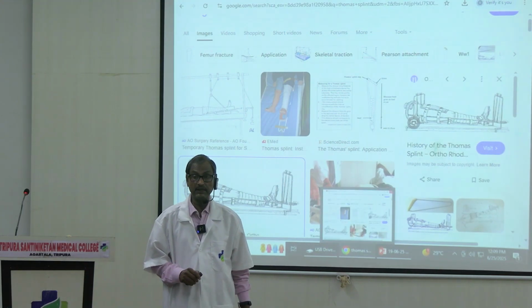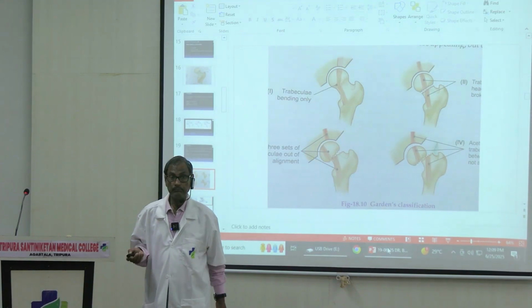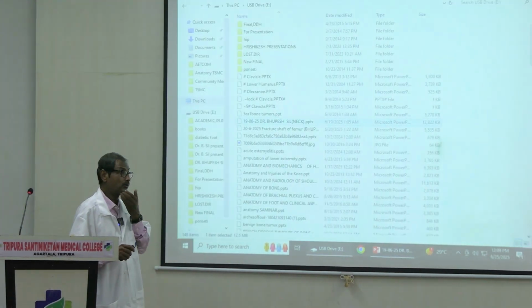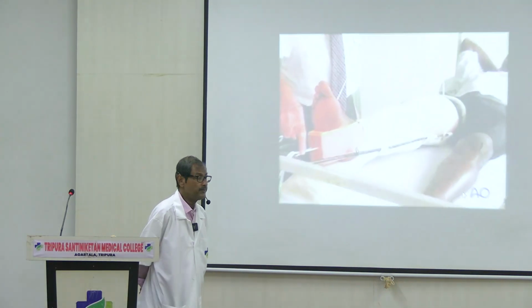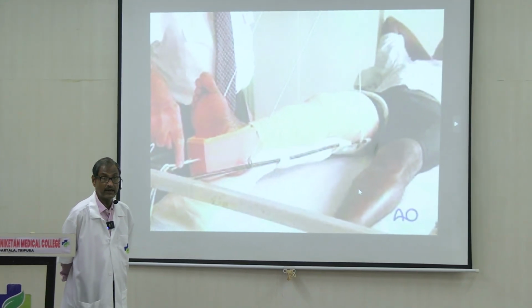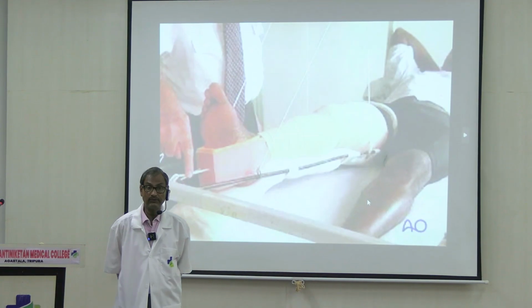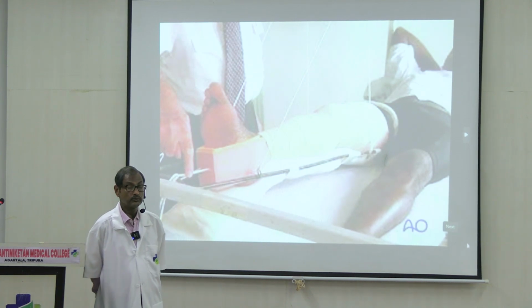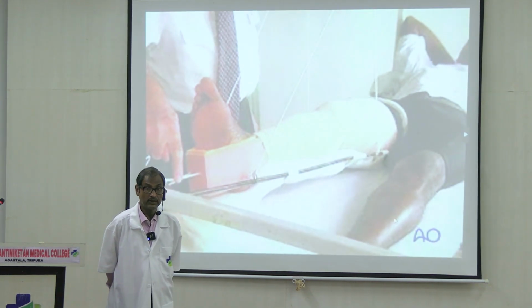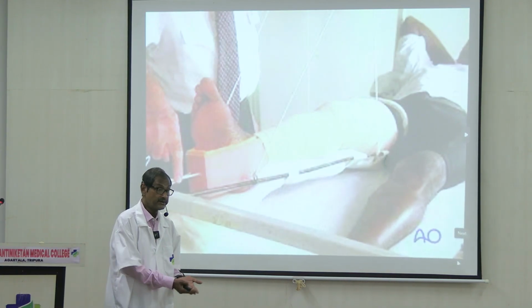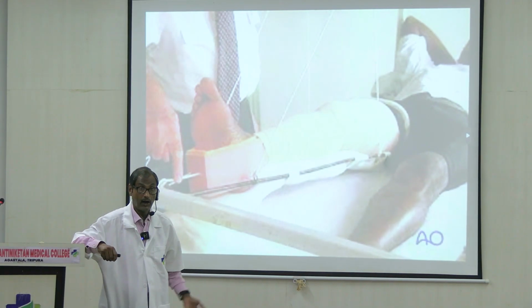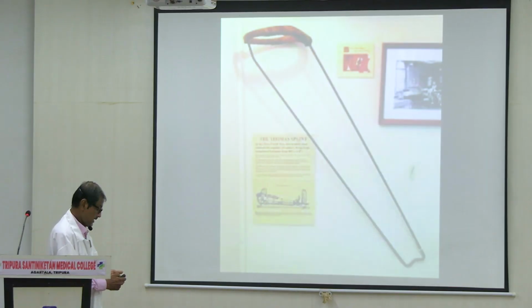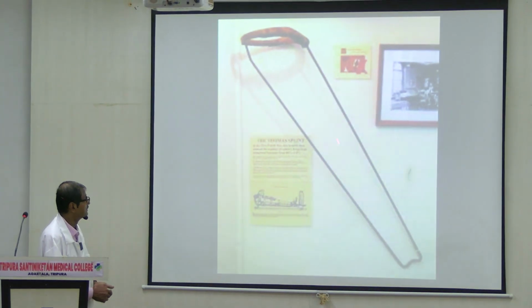Although he is a British surgeon, he was a bone setter. In the First World War and the Second World War, what happened? When many people got injuries, fracture shaft femur or fracture neck femur, in the war field, people were lying there without any treatment. So Sir Thomas was called in on how to take the patient from the war field to hospital, how to carry, because the shaft or the neck is broken. So he designed this splint that is called the Thomas splint.